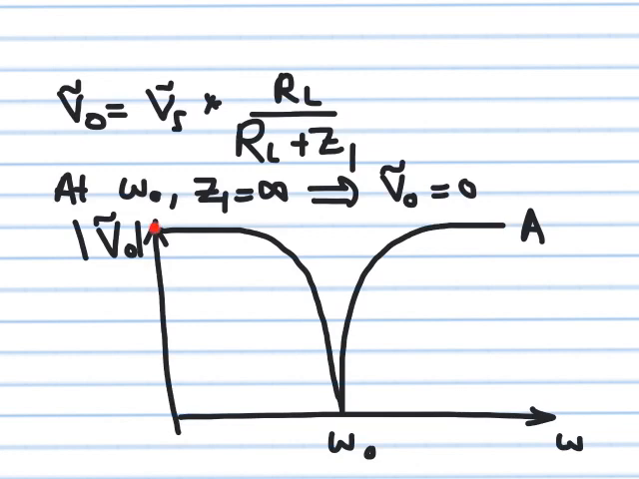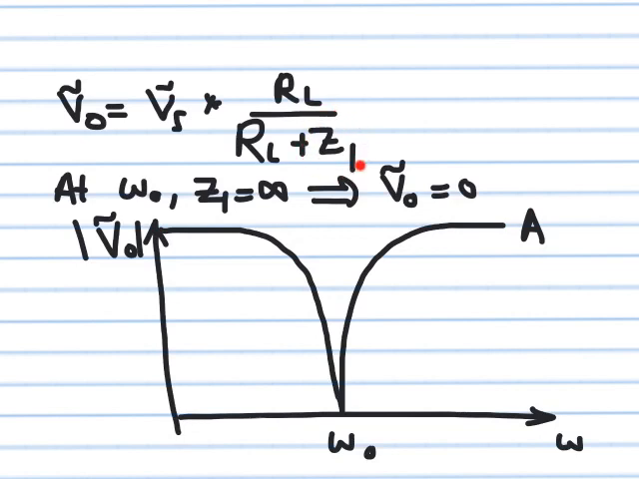As we agreed, at DC, V output is equal to the source. At very high frequency, if the source has an amplitude of A, here you get A and here you get A. What about at resonance? At resonance, you're going to get 0 because the output is cut from the input, because Z1 is infinity.